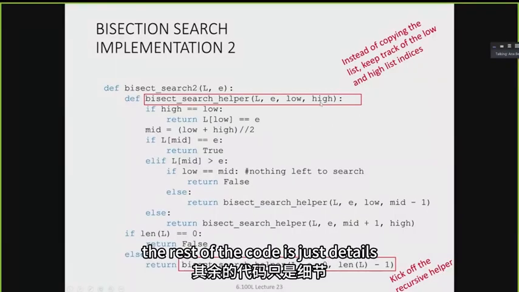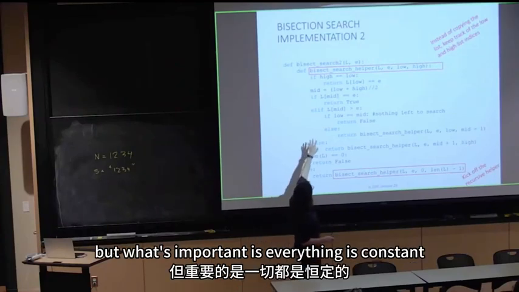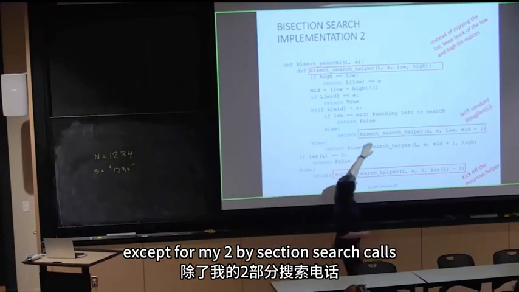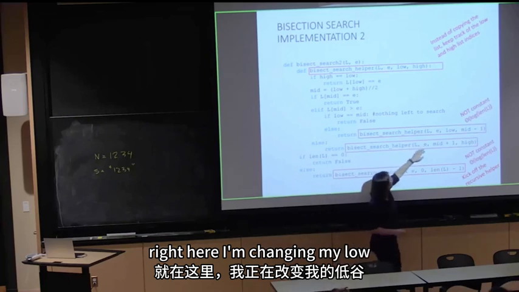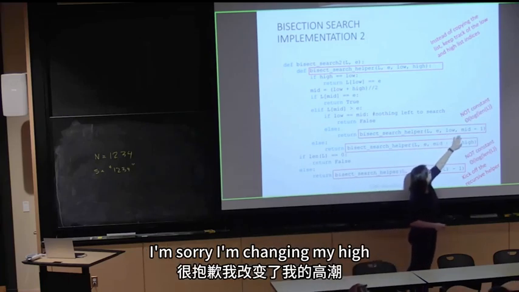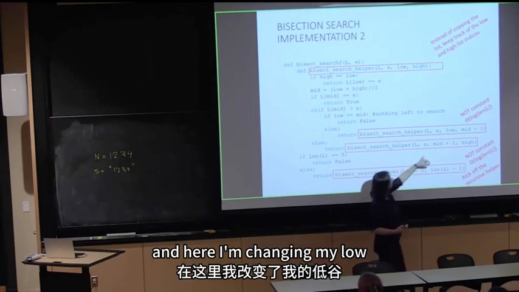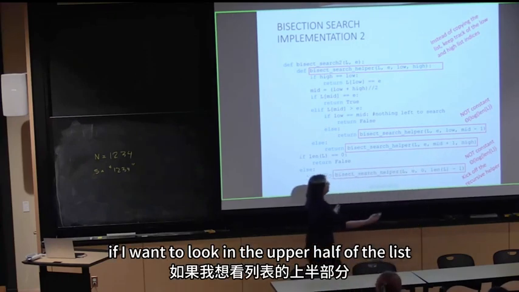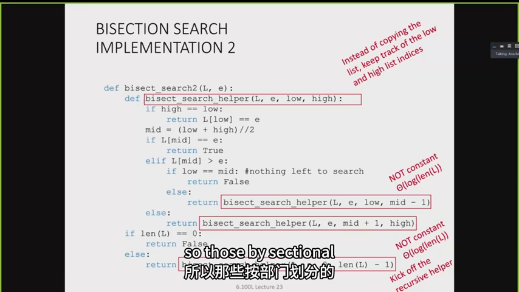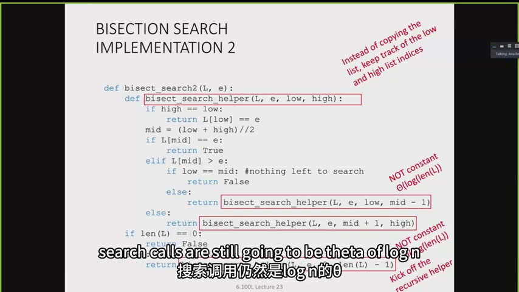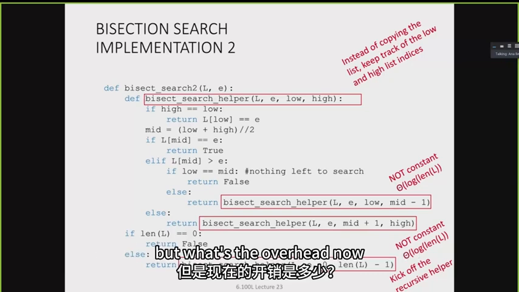The rest of the code is just details, but what's important is everything is constant except for my 2 bisection search calls, right? Here, I'm changing my high if I want to look in the lower half of the list. And here, I'm changing my low if I want to look in the upper half of the list. So those bisection search calls are still going to be theta of log n, but what's the overhead now?